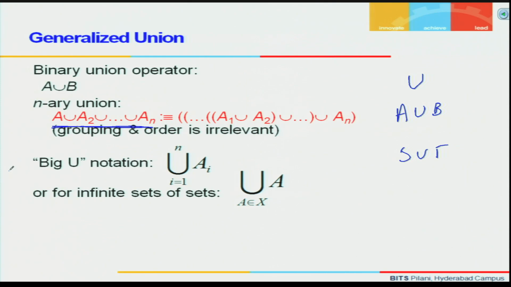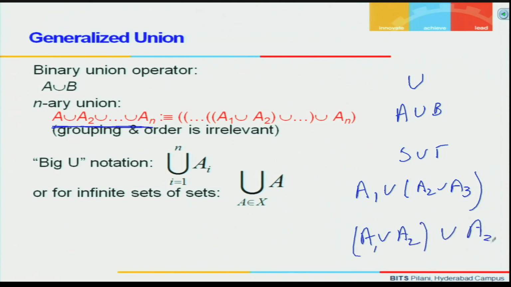And the beauty of this commutative and associative property is that where you put the order and grouping is irrelevant. How you group is really irrelevant. Finally you get the same answer. What I mean is A1 union A2 union A3, whether you consider this set or this set, they are really going to be the same by virtue of the associative property.